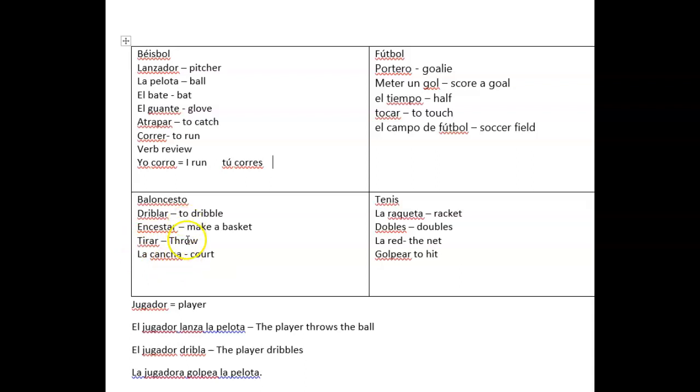So for basketball, you would tirar, and then it wouldn't be like in baseball, la pelota. La pelota is when you're talking about the smaller ball for the sports. When it's a bigger one, you would say el balón.